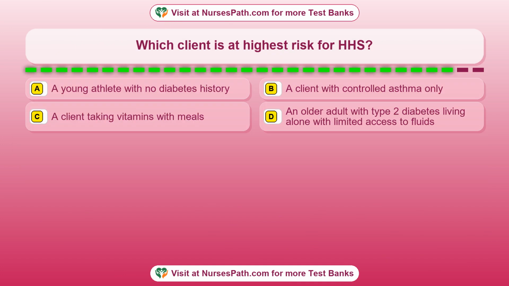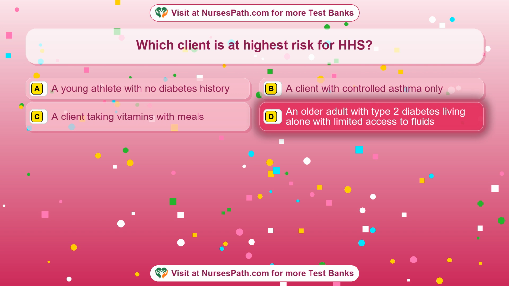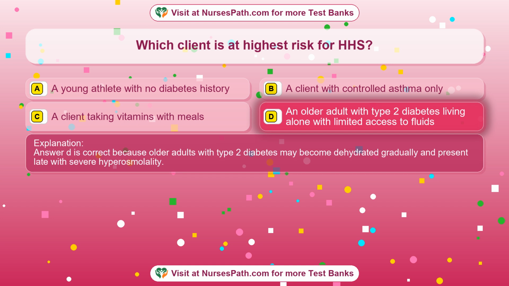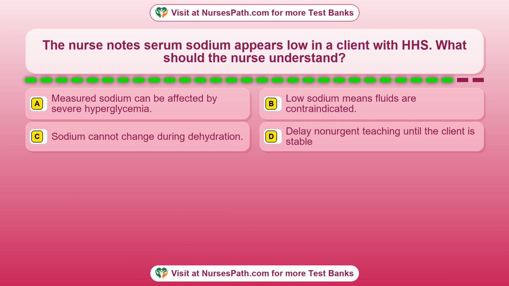Question 12. Which client is at highest risk for HHS? Option A, a young athlete with no diabetes history. Option B, a client with controlled asthma only. Option C, a client taking vitamins with meals. Option D, an older adult with type 2 diabetes living alone with limited access to fluids. The correct answer is option D, an older adult with type 2 diabetes living alone with limited access to fluids. Answer D is correct because older adults with type 2 diabetes may become dehydrated gradually and present late with severe hyperosmolarity.